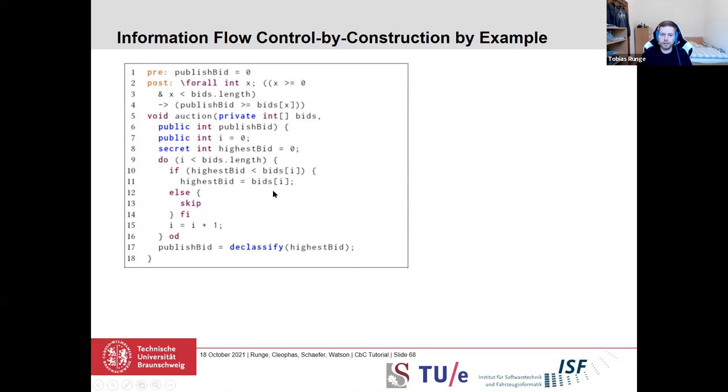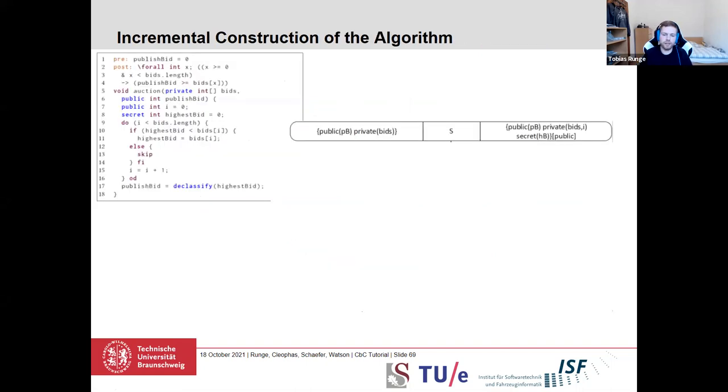When we now construct it incrementally with our by-construction approach, we use a specification, but the specification here is a little bit different. We are saying, what variables do we have and what security levels do these specific variables have, to track whether the information flow is correct or not. We have our public variable PB, short for published bid, and we have the private array of bids, and in the end, we have the same variables here. We also have our loop variable i and the secret highest bid that is also computed in between.